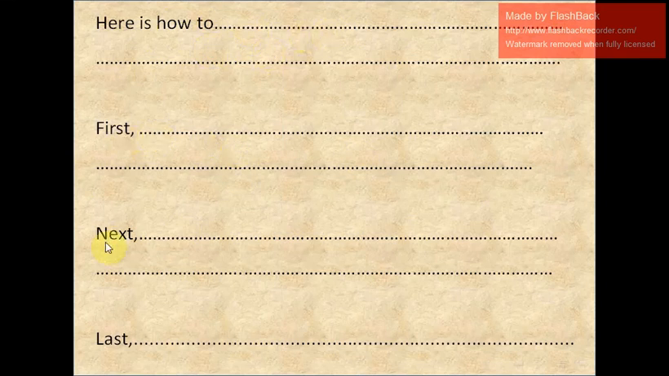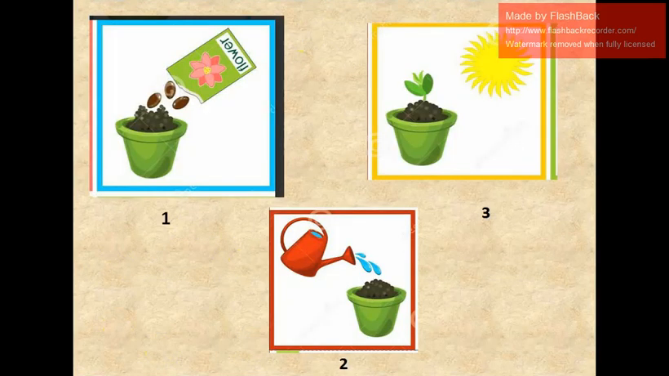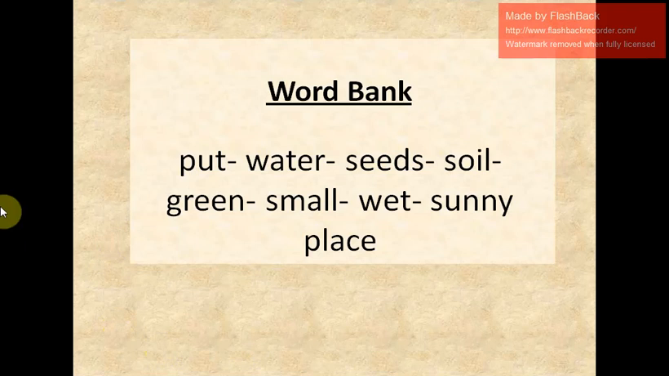First, what's the first thing you do? Next, what's the next thing we do? Last, what's the last thing we do? I also added here a word bank. If anyone needs help, it is how we write the words put, water, seeds, soil, and here are some adjectives to make your paragraph more amazing. Green, small, wet, sunny, or sunny place. So I'll be waiting to see your homework.